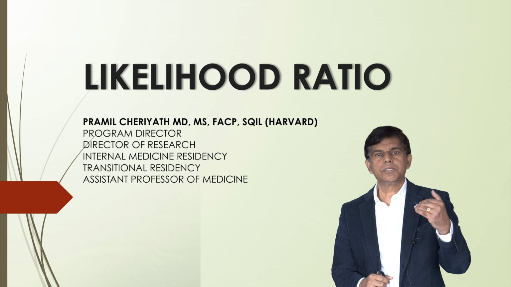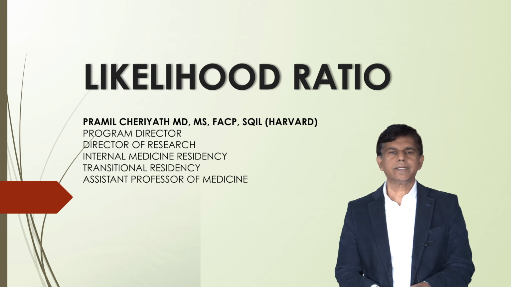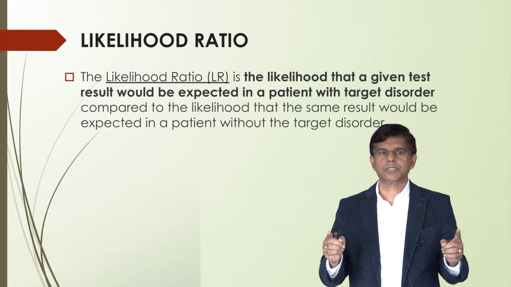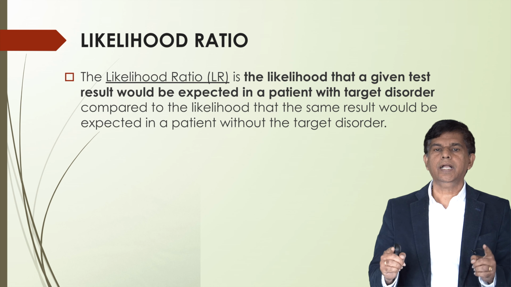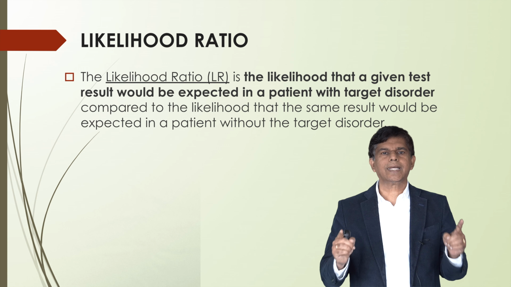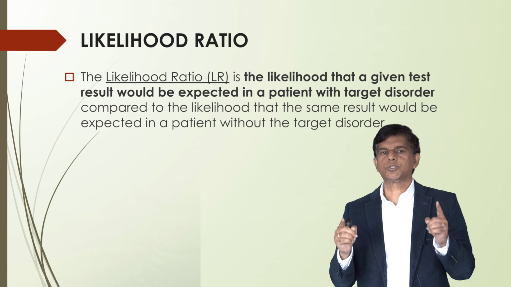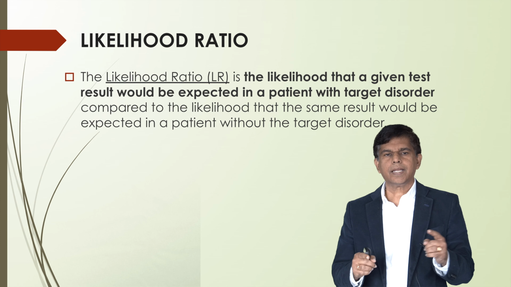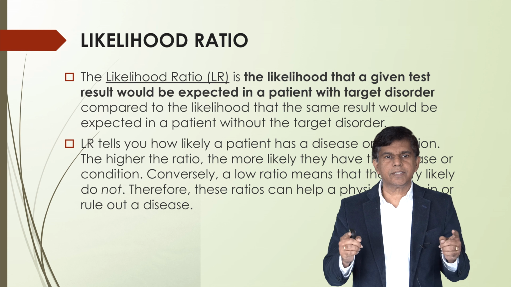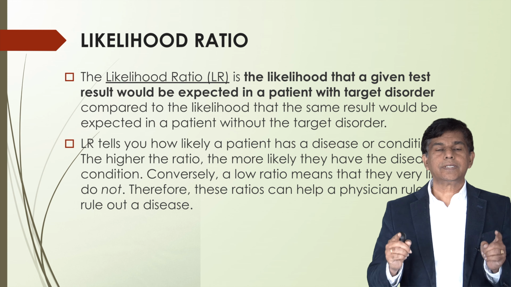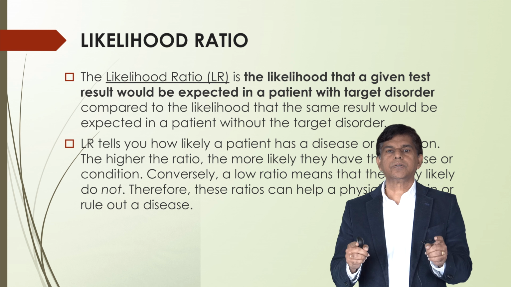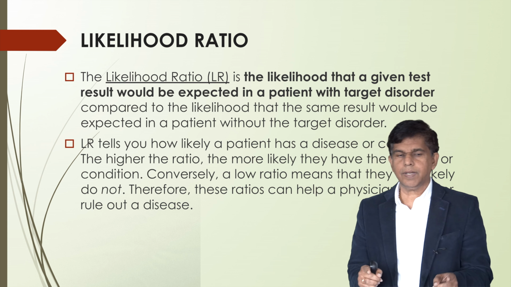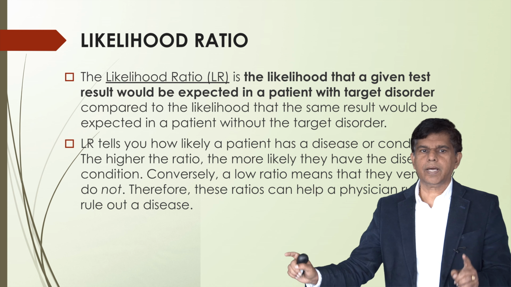So let's get into likelihood ratio. Let's look at the definition. Likelihood ratio is the likelihood that a given test result would be expected in a patient with the target disorder compared to the likelihood that the same result would be expected in a patient without the target disorder. Now, let's convert that into layman's terms: the likelihood ratio will tell you the chance of whether you have the disease or not. There are two types: positive likelihood ratio and negative likelihood ratio.